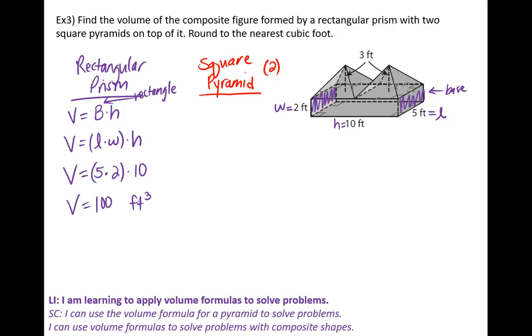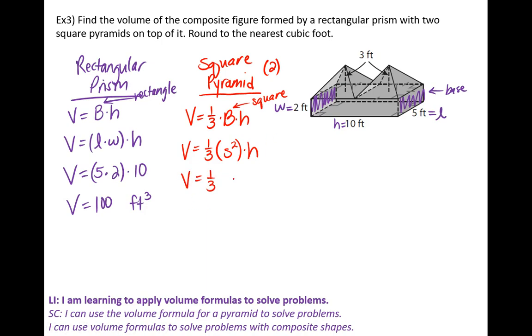100, there we go. All right, let's switch over to red. For the volume of a pyramid, we have volume equals 1/3 the area of the base times the height. We were told our base is a square, so we're going to use that square formula. So here we go. That is 1/3. The area of a square is side squared, and then times the height of the pyramid.